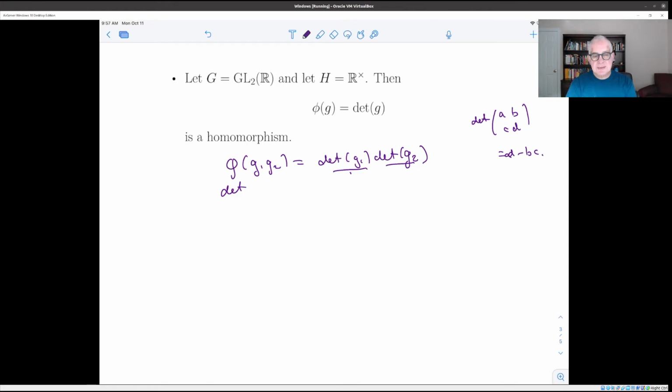Now, of course, this indicates how far this is from an isomorphism. This group here is much bigger than R star, and also it's non-abelian. And so this can't be an isomorphism, and similarly in the earlier case, but there is still some structure in GL2R that you can find via the determinant map.